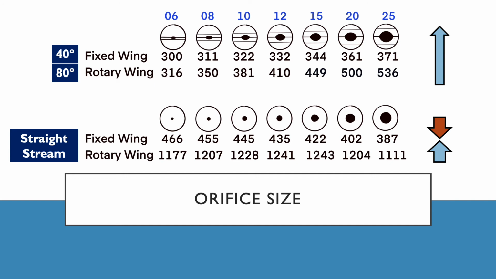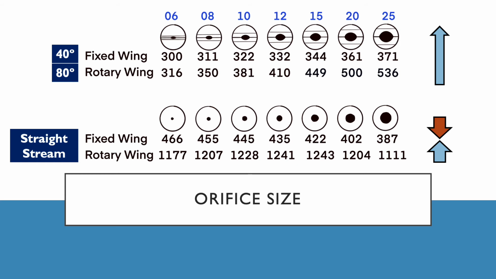If we look at the rotary wing, in this case, I'm going to look at an 80-degree. As we increase over the same orifice size range, we're increasing VMDs from 316 to 536. Again, with our fines decreasing from 4.2 to less than 0.1%.